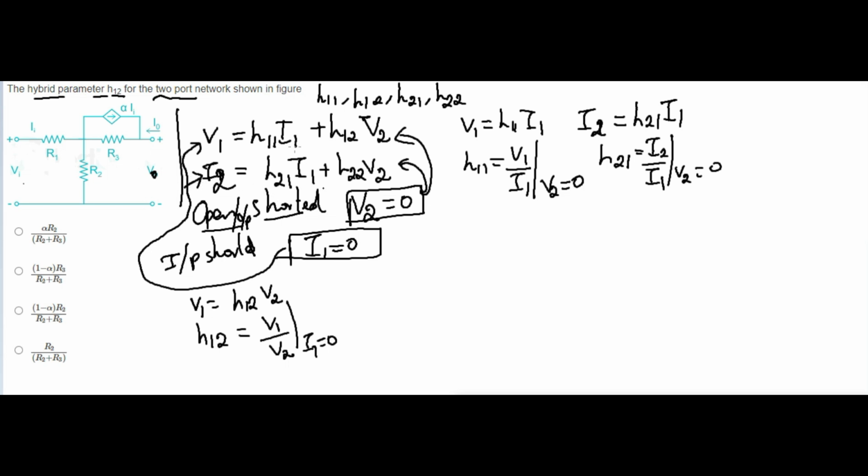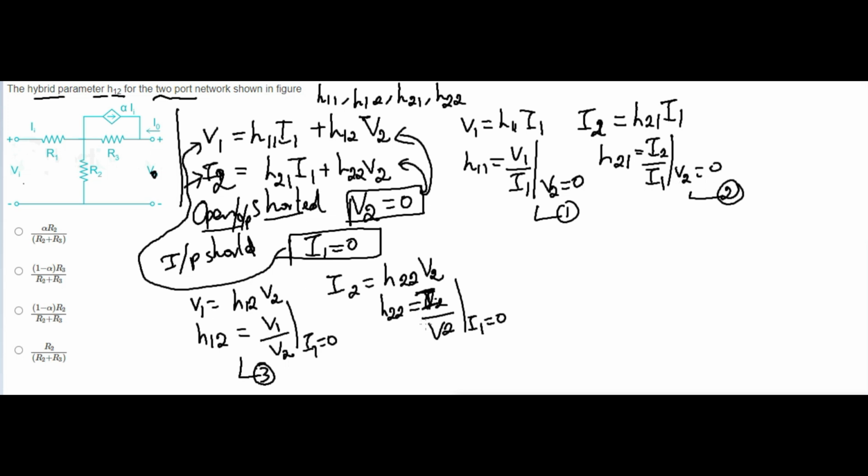Now take the next equation. I1 becomes 0, the first term becomes 0, so the next term prevails. You get I2 is equal to H22 into V2, and from this H22 is equal to I2 divided by V2, considering I1 becomes 0. So from equation 1 we found H11, from the expressions we found H21, and H12 also, and finally H22 also.